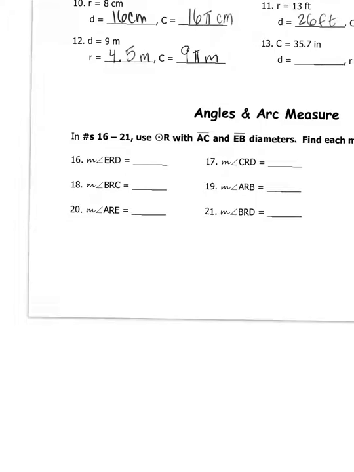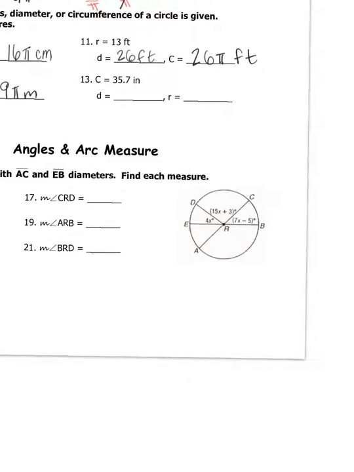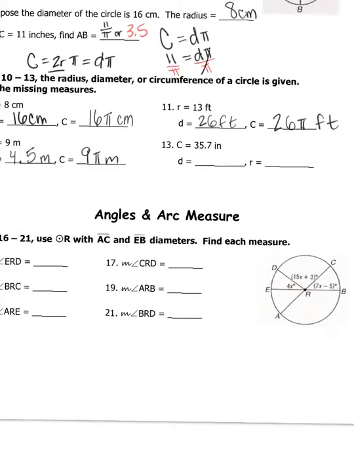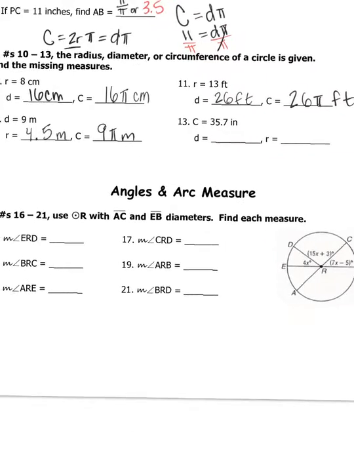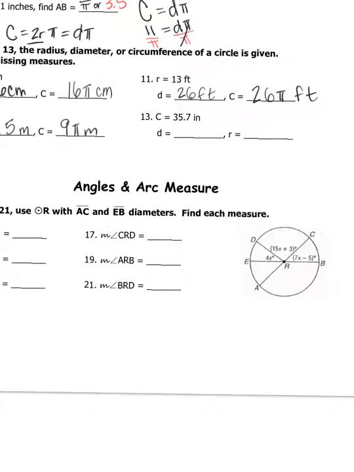Last but not least, number 13 is very similar to number 7 that we just did. We have the circumference and we want to know the diameter. Well, I know that the circumference equals the diameter times pi. I know the circumference is 35.7, and that equals diameter times pi. I want just diameter though, so I need to get rid of times by pi, and I can do that by dividing by pi. Again, I'm going to use my calculator.